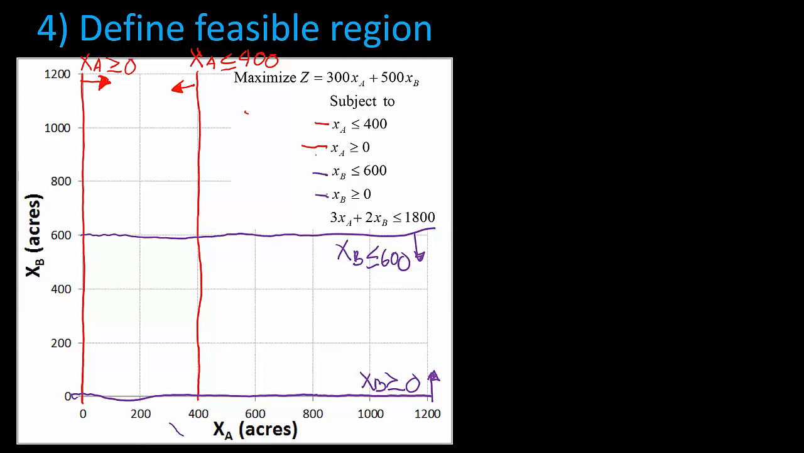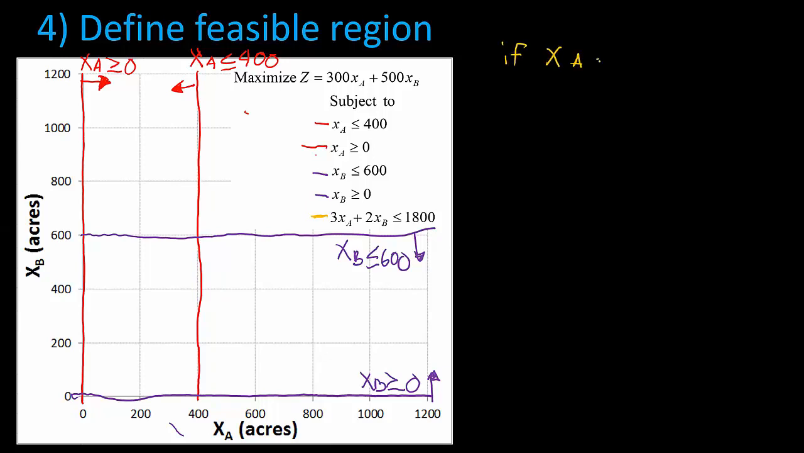What about that other equation that we have in there, 3XA plus 2XB, the water constraint? In that case, this is a line. We have to make sure that we draw the line correctly. So how can we do that? There are different ways. One of the ways that I find easiest is to identify when this line crosses the x-axis, in this case XA, and when that line crosses the y-axis, XB. So how can I do that?